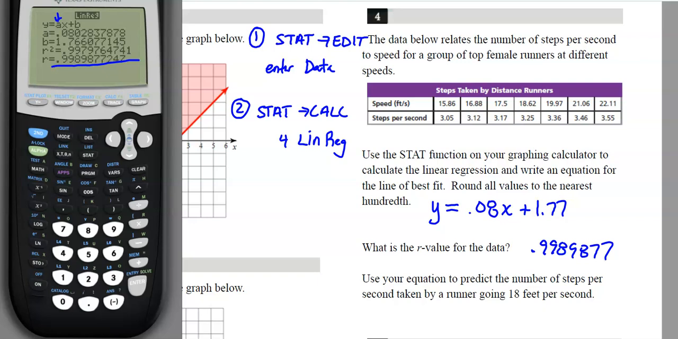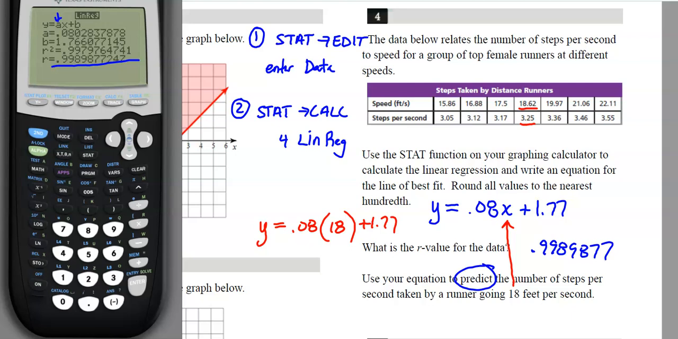Now, use the equation to predict. Whenever you want to predict, I'm going to use this equation. And what we do is we know the speed. We need to find the steps. So basically, we need to find y, but we know the x. So let's put 18 in right here, and let's calculate it. So y equals 0.08 times 18 feet per second, because we don't have that in the table. We have like a pretty close value. So it's going to be close to that. But then I got to add 1.77.